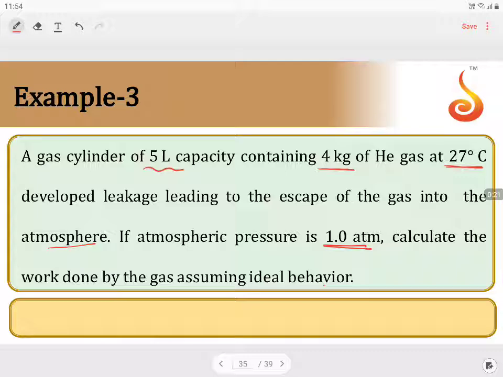So in this particular problem, a gas cylinder of 5-liter capacity containing 4 kg of helium gas at 27 degrees centigrade developed leakage. This is taken as V1, the initial volume, 5 liters capacity. After leakage is developed due to the escape of gas into the atmosphere, what is the volume of the cylinder? We have to find V2 against the external pressure of 1 atmosphere.